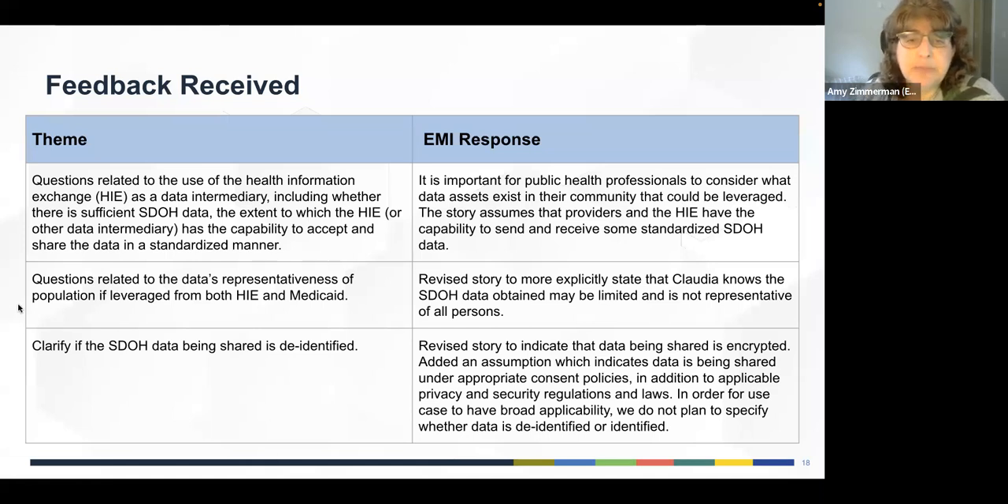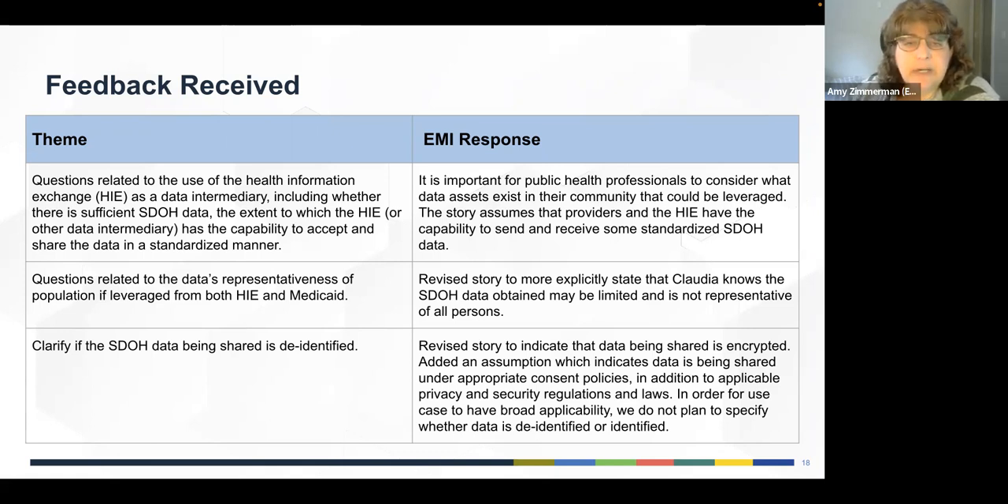The next theme is really around questions about the data's representativeness of the population if the data was leveraged from the HIE and from Medicaid. And we have revised the story to more explicitly state that Claudia, who's at the County Health Department, knows that the SDOH data that she is obtaining from the HIE, and we actually already had this in the story for Walter, is not necessarily representative of all persons, but is the best possible data available at the point in time. So again, just calling that out, that we understand that there are challenges there, but sometimes you have to use the best you have and not let the perfect get in the way of the possible.